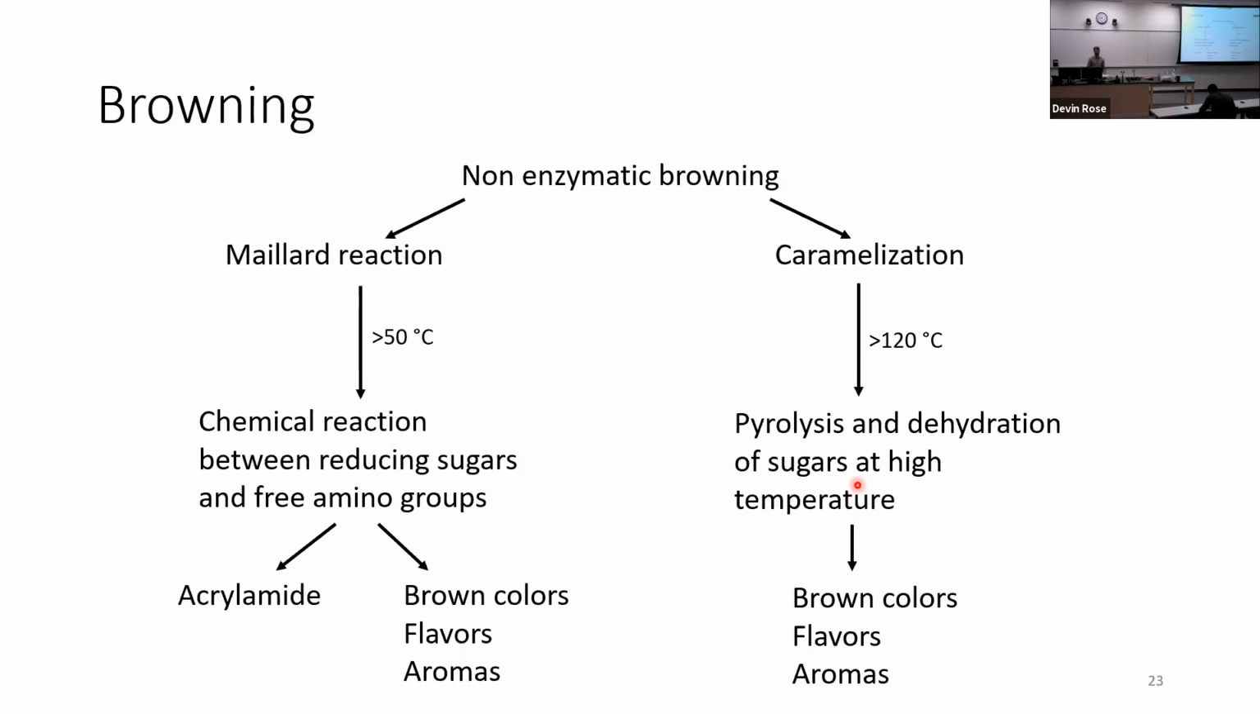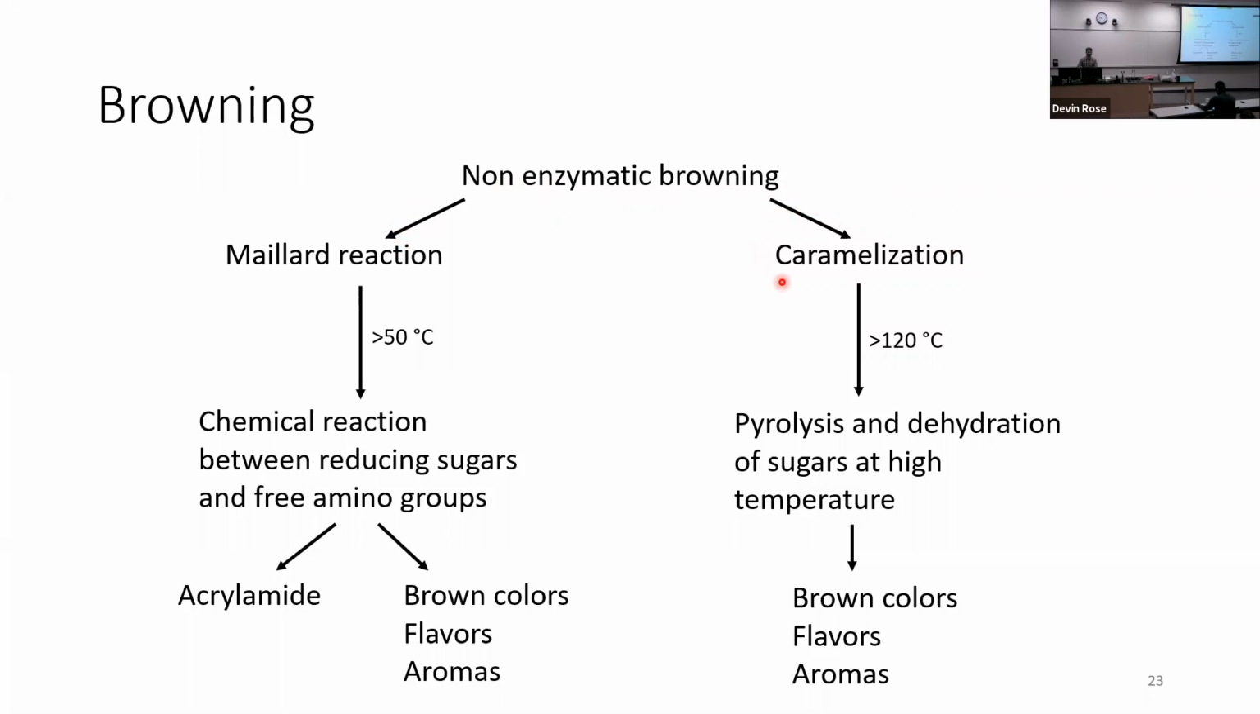Okay, let's go into more detail about non-enzymatic browning. So we've already talked about this a little bit. And now that we have a little bit more understanding of sugars, though, we'll go into it in a little more detail. So this is just an overview. We have two types of non-enzymatic browning that are important to keep separate from each other and understand the differences.